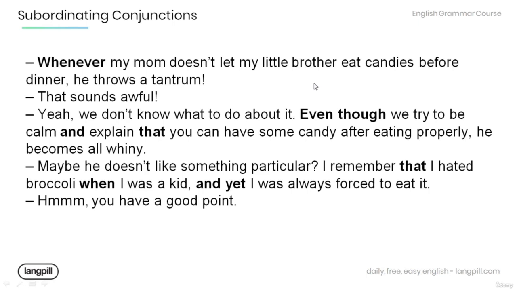Whenever my mom doesn't let my little brother eat candies before dinner, he throws a tantrum. That sounds awful. Yeah, we don't know what to do about it. Even though we try to be calm and explain that you can have some candy after eating properly, he becomes all whiny. Maybe he doesn't like something particular. I remember that I hated broccoli when I was a kid, and yet I was always forced to eat it. You have a good point.